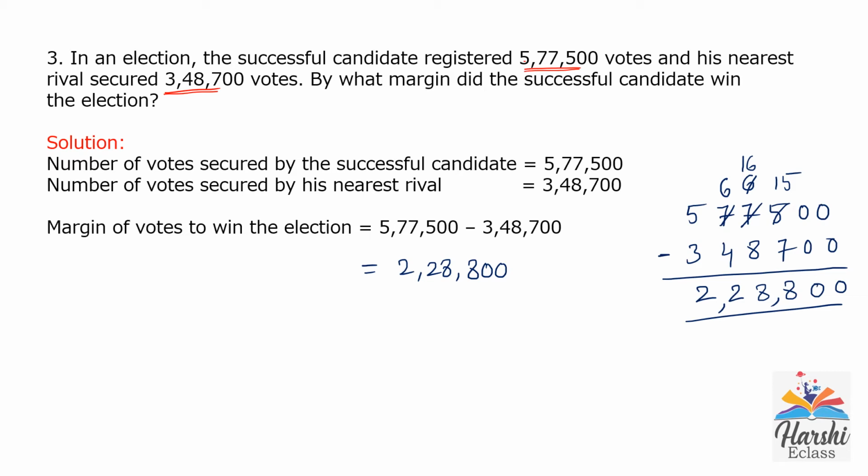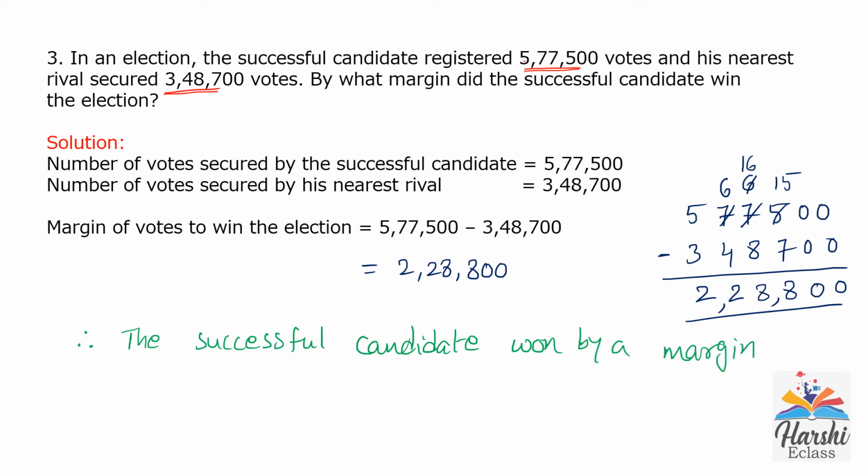Here the final statement is, therefore, the successful candidate owned by A, margin of 2,28,800 votes.